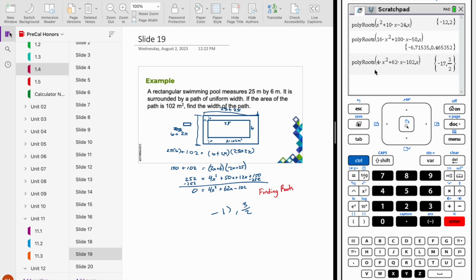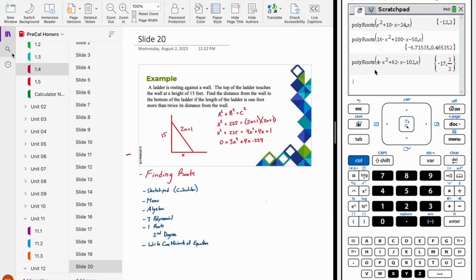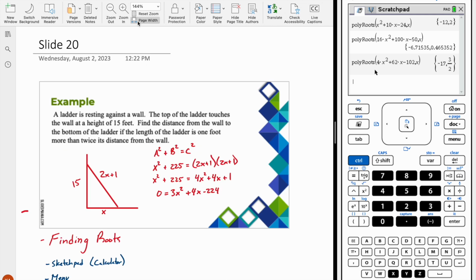Let's go ahead and take a look at slide 20. So in slide 20, a ladder is resting up against a wall. The top of the ladder touches the wall at a height of 15, which means from the bottom to the top of that ladder, it's going to be 15. Find the distance from the wall to the bottom of the ladder if the length of the ladder is 1 foot more than twice the distance from the wall.